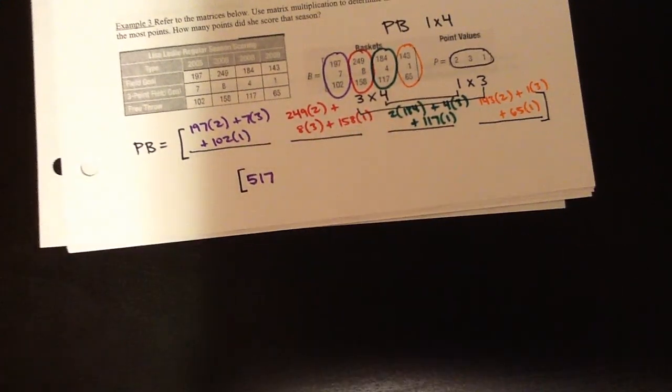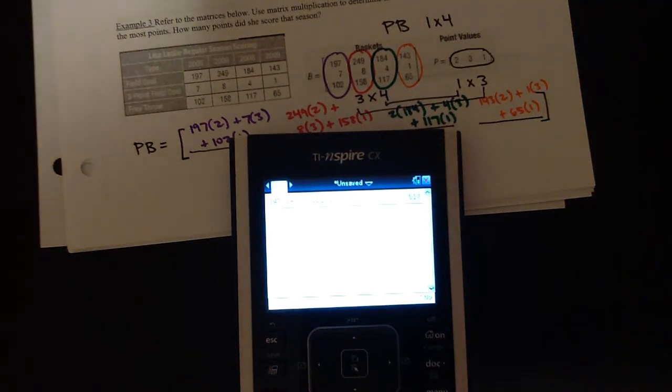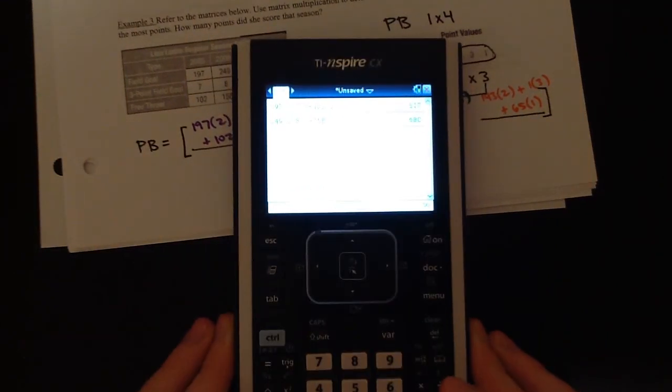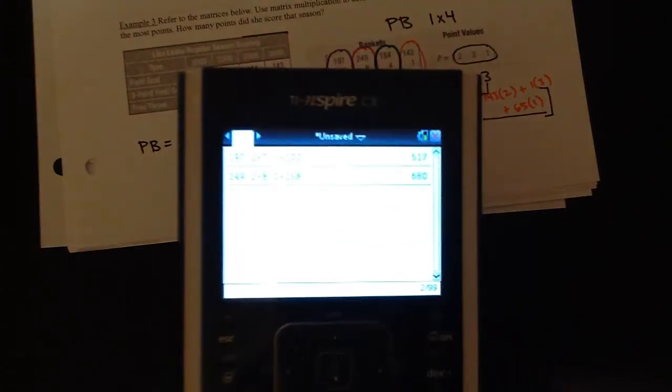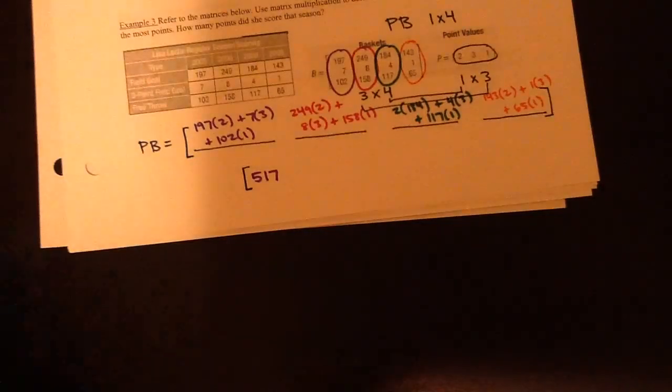Okay, then let's move over to the next spot. Next spot, I have 249 times 2 plus 8 times 3 plus 158 times 1. Okay, so for that next year, I get 680 for the next year.